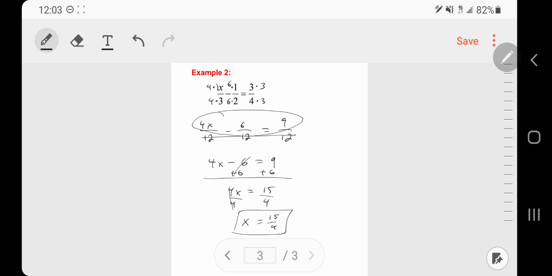All right, so again, with solving equations with fraction coefficients, you're going to make sure that you get your common denominator first, then multiply by that denominator to eliminate it, and then solve the resulting equation.